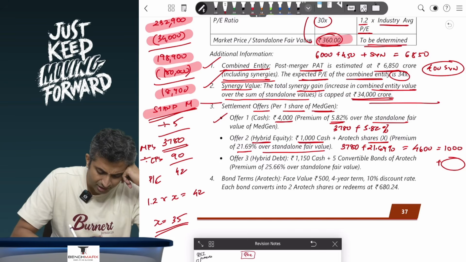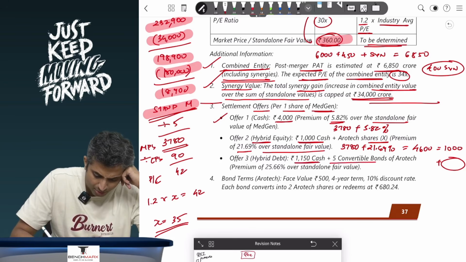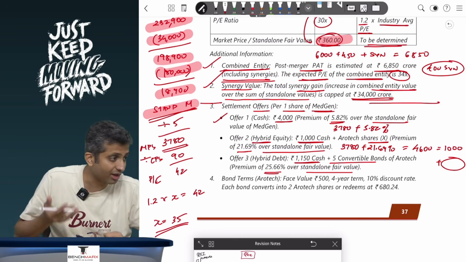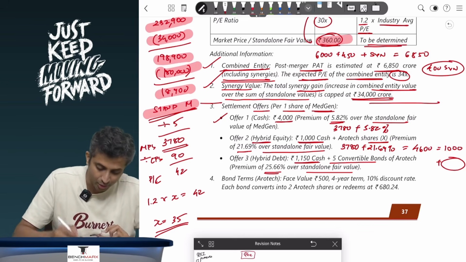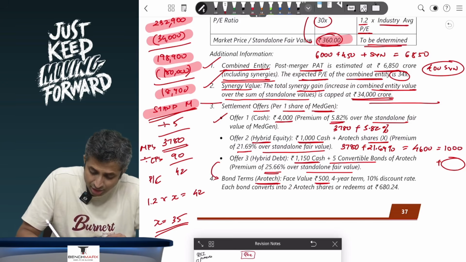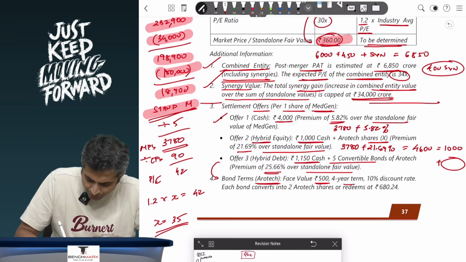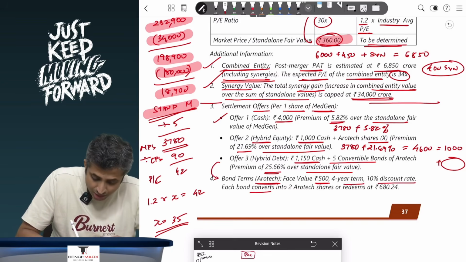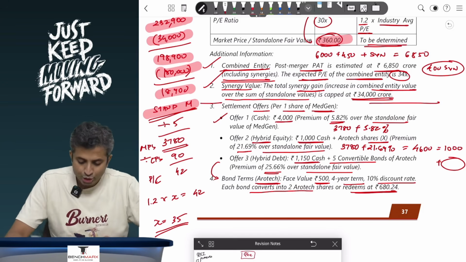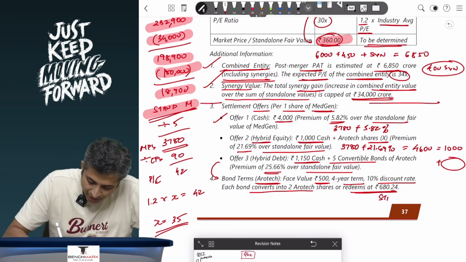Okay. Offer 3 is hybrid, where there's 1150 cash plus 5 convertible bonds of Aerotech. This is premium of 25.66% over the fair value. So there are multiple offers. We'll have to see what is asked over here. Otherwise, we'll keep on solving only. And the bond terms of Aerotech, face value is 500. This is the bond over here in the offer 3. With a 4-year term, 10% discounted. Each bond converts into 2 Aerotech shares or redeems at 680.24. So maybe this is like the straight value.